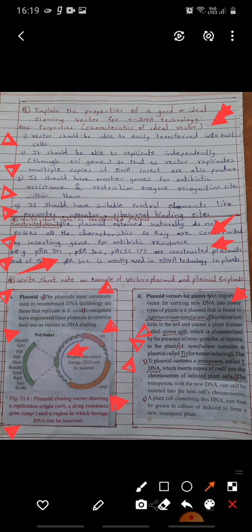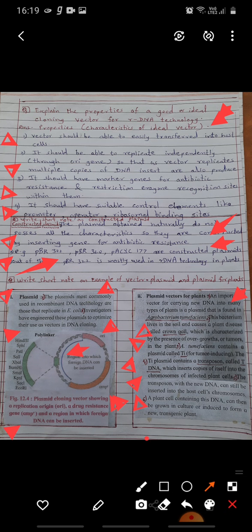The plasmid, that is the Ti plasmid, contains a transposon. Transposon means jumping gene, called T-DNA, which inserts copies of itself into the chromosome of the infected plant cell. Fifth character: the transposon with new DNA can still be inserted into the host cell chromosome.